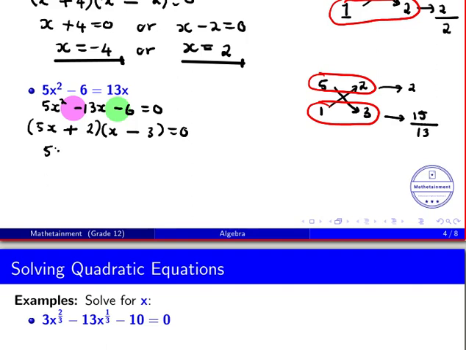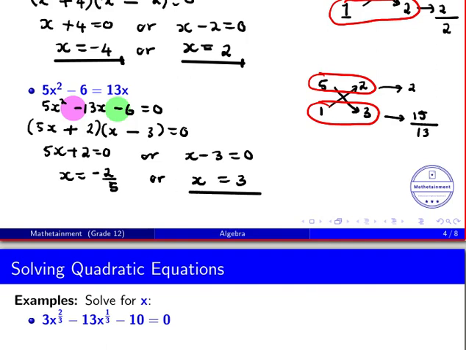Therefore, it's either 5x plus 2 equal to 0 or x minus 3 equal to 0. This means that x is equal to negative 2 over 5 or x is equal to positive 3. These are your solutions. You can satisfy yourself by substituting them into the original equation and see if you are getting balanced sides.